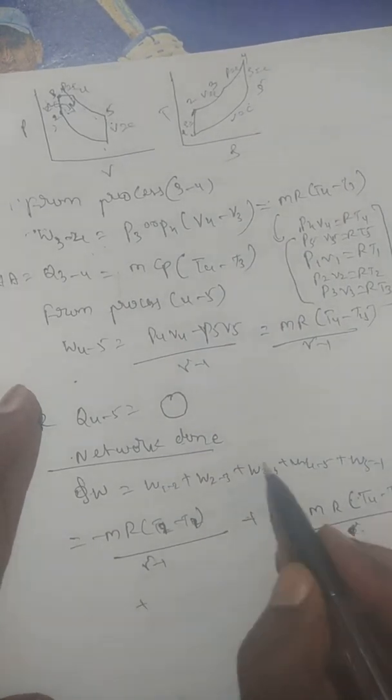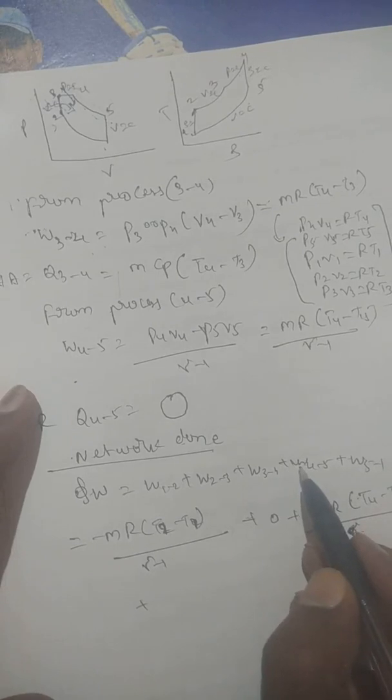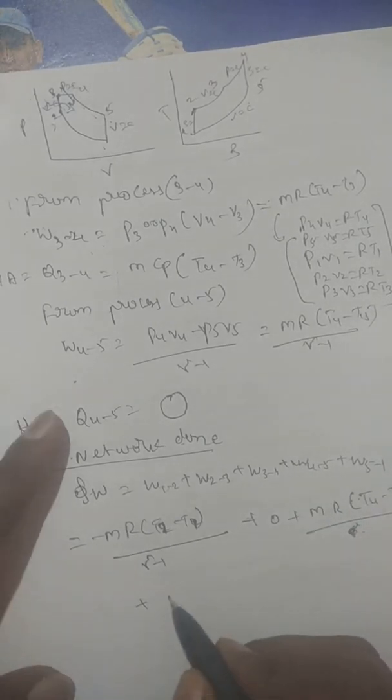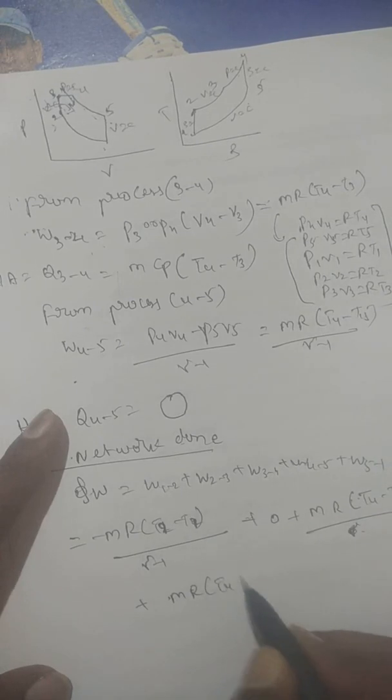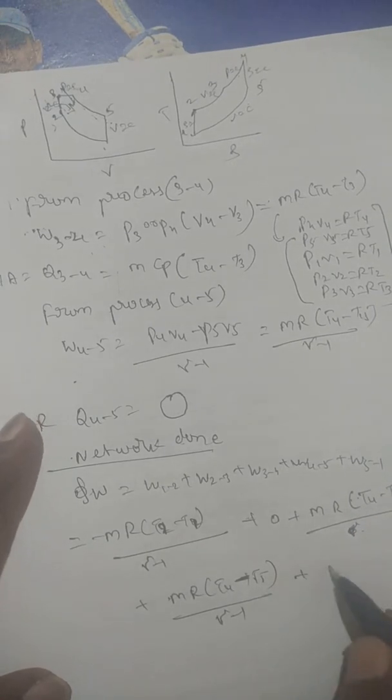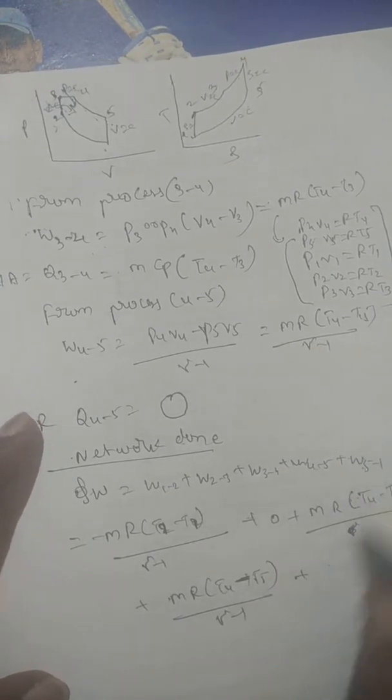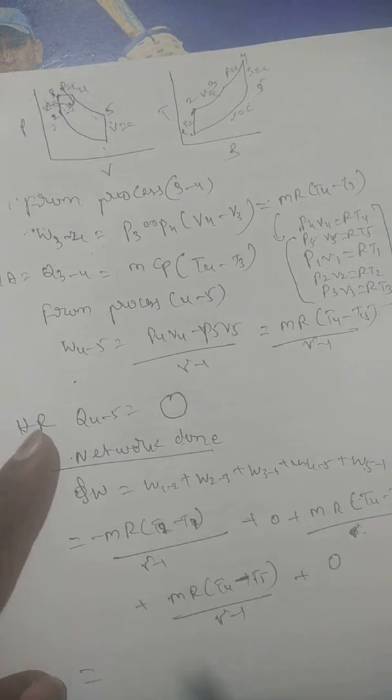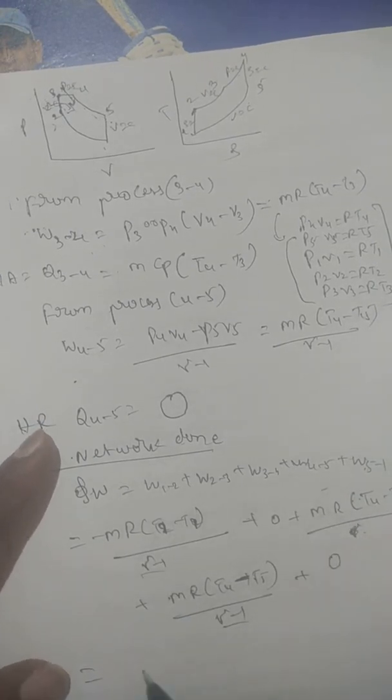Plus, what is that? W 4 to 5. What is the work done for 4 to 5? It is adiabatic process again. MR T4 minus T5 divided by gamma minus 1. And next again constant volume process, that is 5 to 1 is a constant volume process, so this will be 0. Now I will be taking this gamma terms on one side and this one terms on the other side.